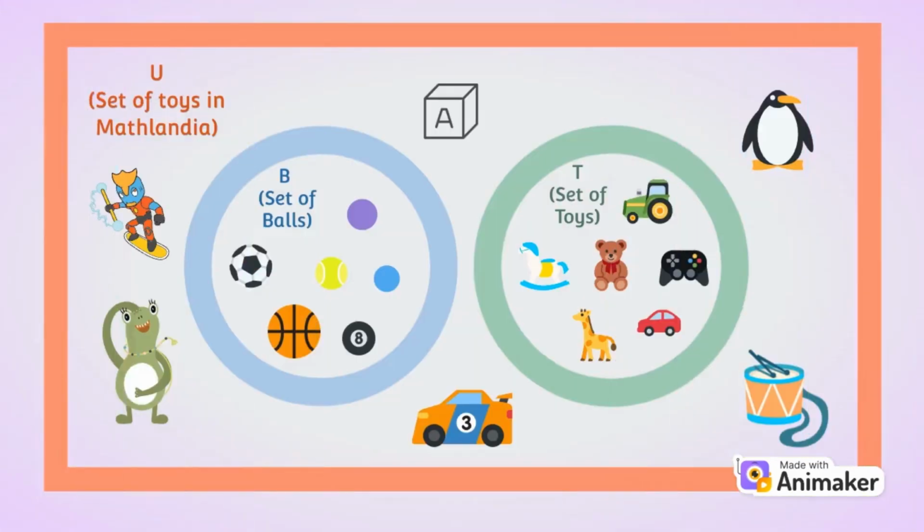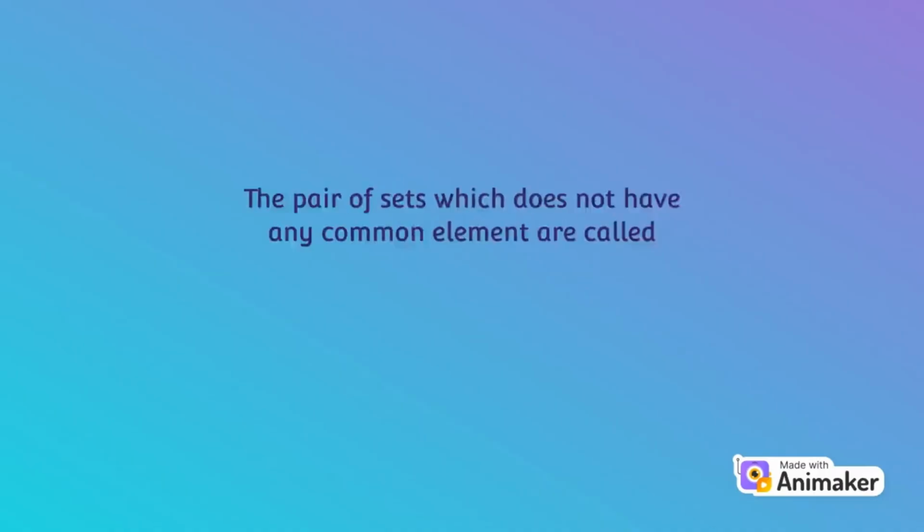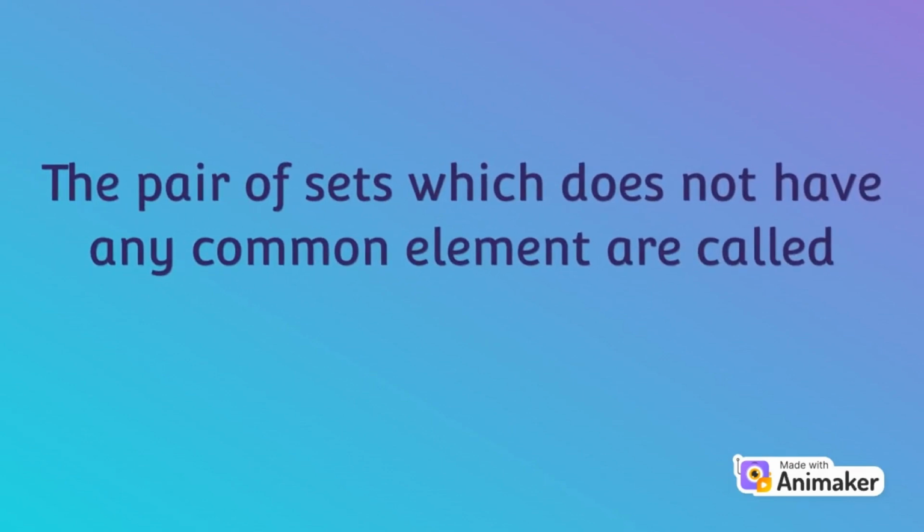As they continued to play, they separated both the sets, the set of balls and the set of toys, in two different circles. Look, the set of toys T has no common elements with the set of balls B. Thus, the pair of sets which does not have any common element are called disjoint sets.